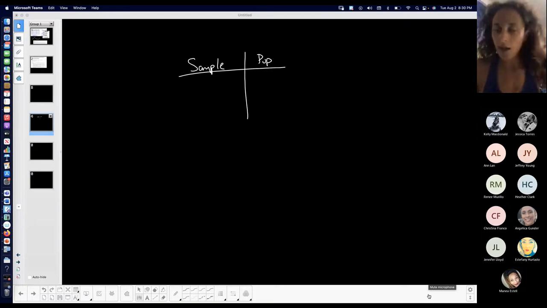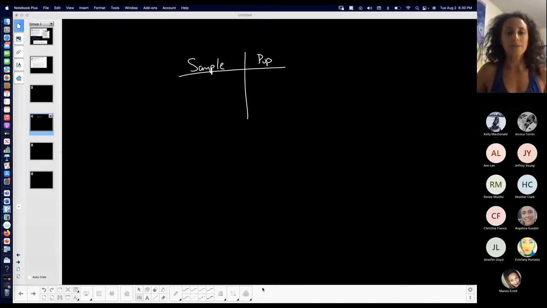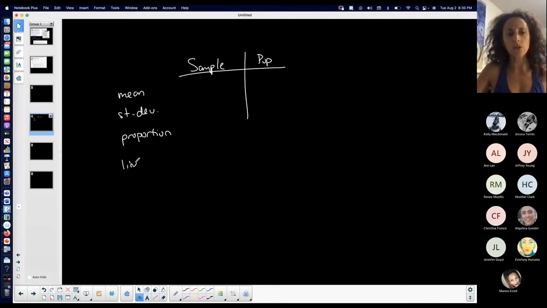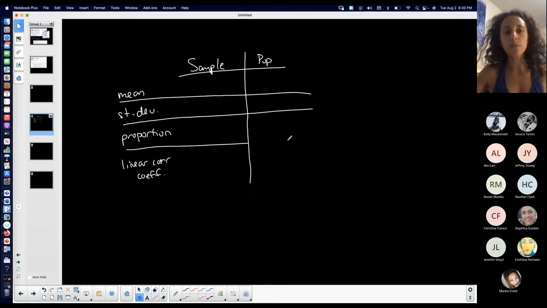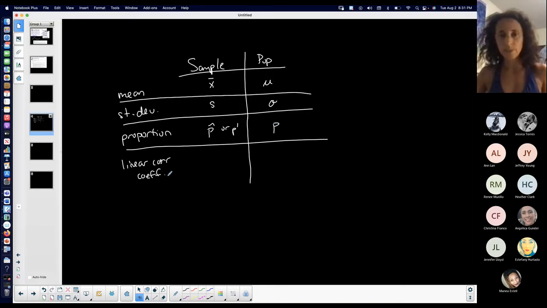Okay, sorry about that. Remember I drew this table a few times. I did it for mean, standard deviation, proportion, and now I'm going to add the linear correlation coefficient. I have variables for each one of these for sample and for population. X bar was your mean for the sample, and mu was your population mean. S was your sample standard deviation, and sigma was your population standard deviation. P hat was sample proportion, and lowercase p was population proportion.